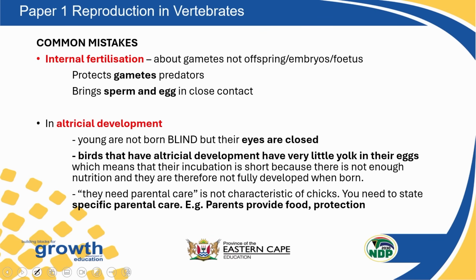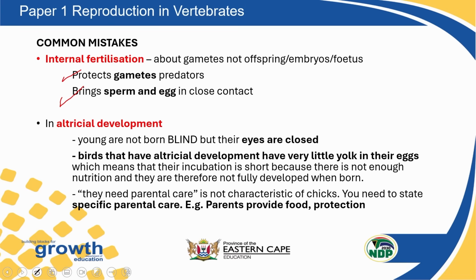Right, so let's look at our first chapter in vertebrate reproduction. Common mistakes here is in internal fertilization. Learners refer to the embryos or the fetus, but internal fertilization is about the gametes meeting. So internal fertilization protects the gametes from predators, okay? And it brings the sperm and the eggs into closer contact. It does not help the embryos or the fetus at all.